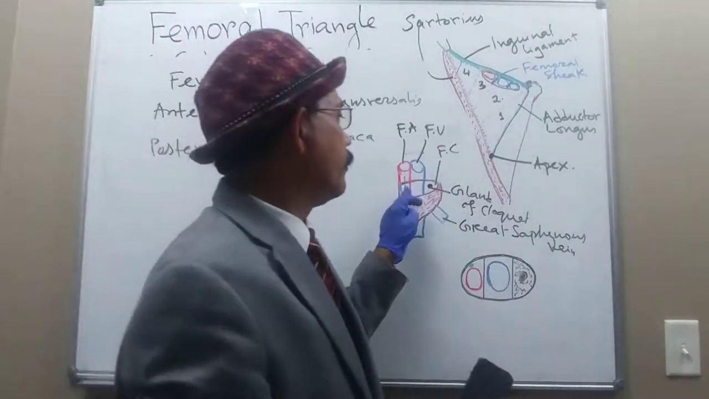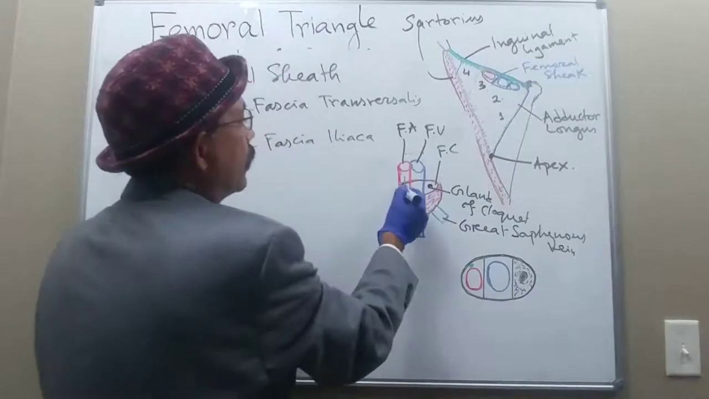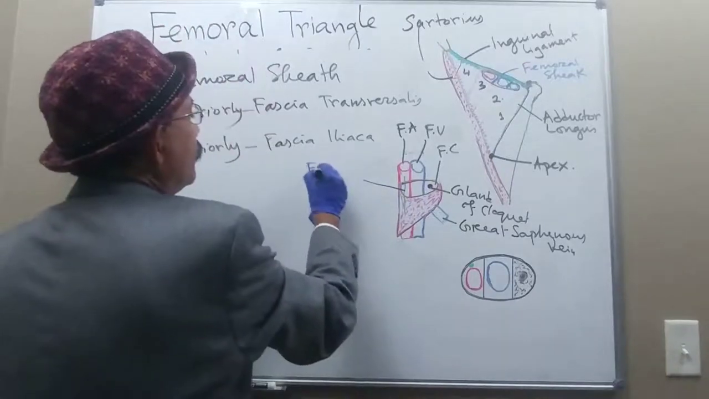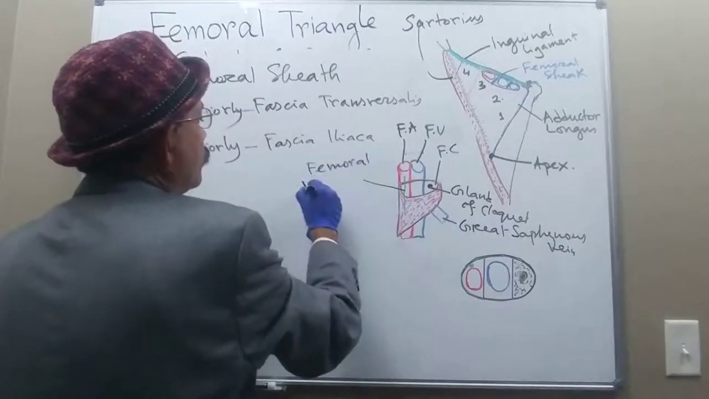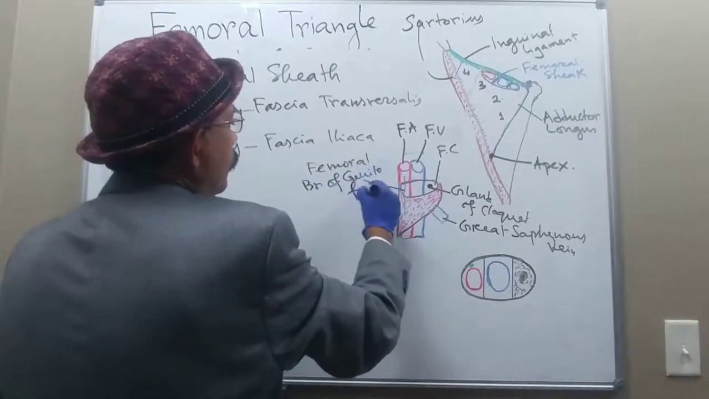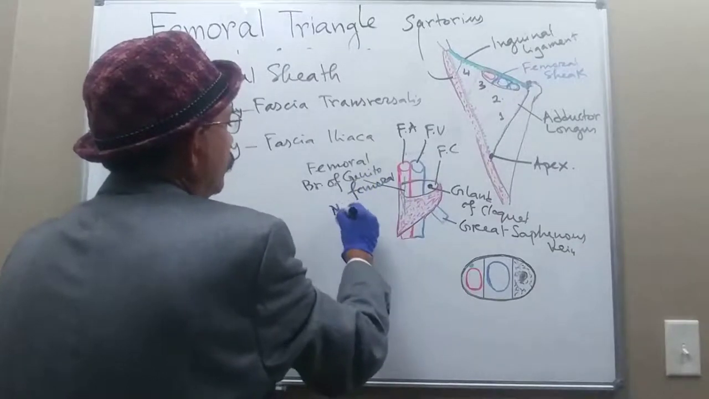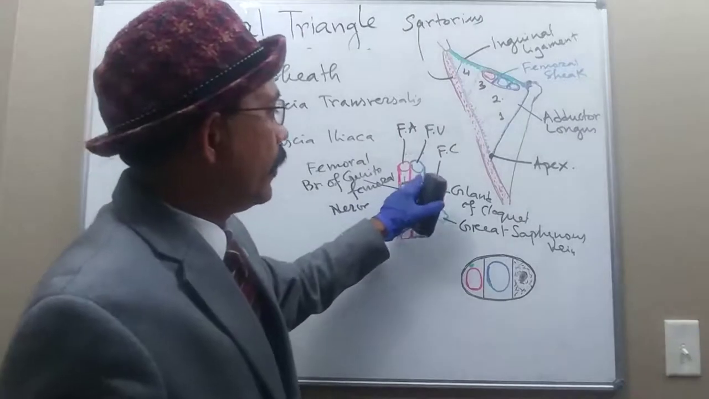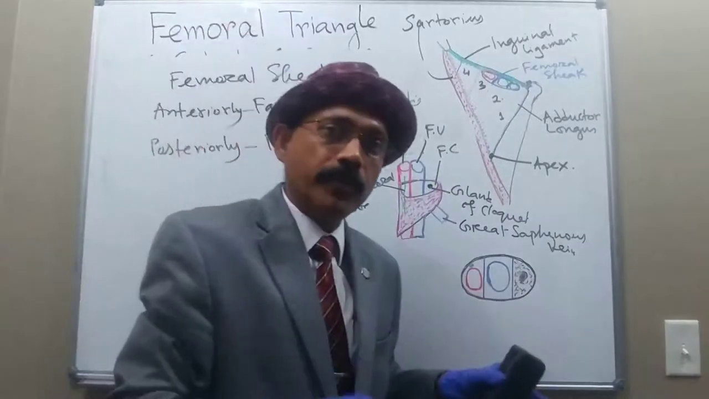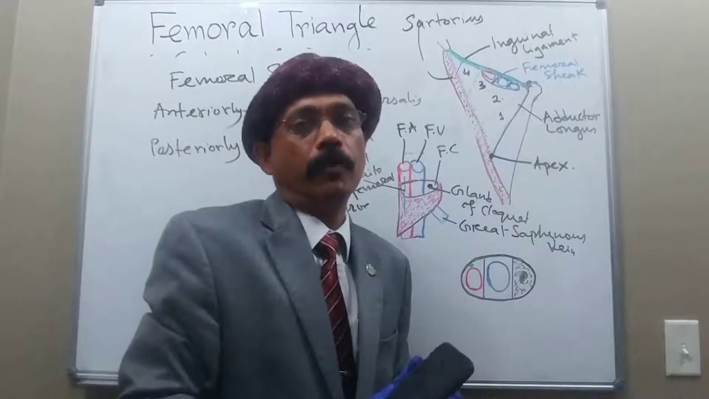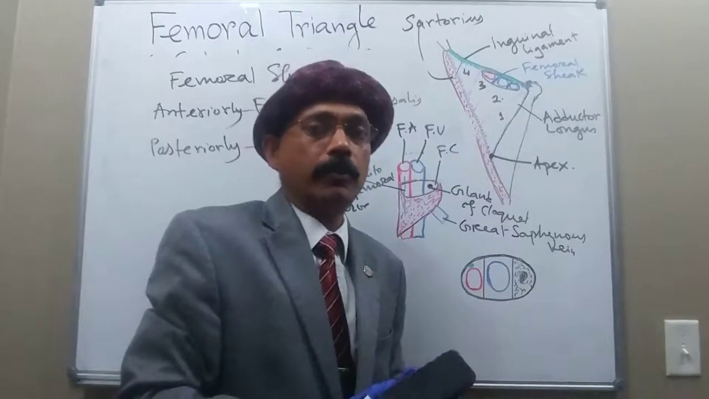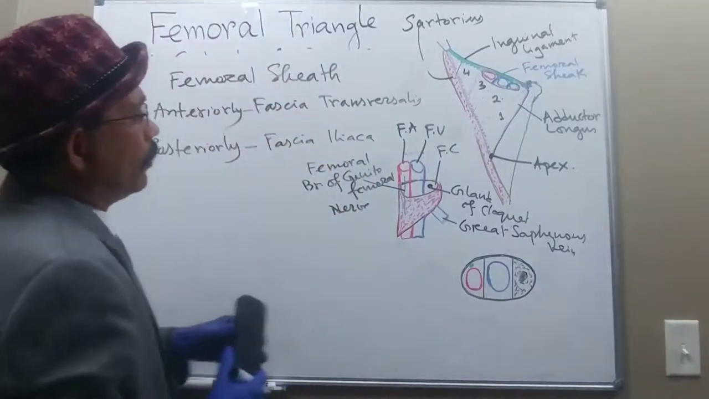The lateral compartment contains the femoral artery and the femoral branch of the genitofemoral nerve. Okay, this is the femoral vein. This is the gland of Cloquet or gland of Rosenmüller that drains lymphatics from the glans penis in the male, and from the clitoris in the female. Okay, we got the boundary there.